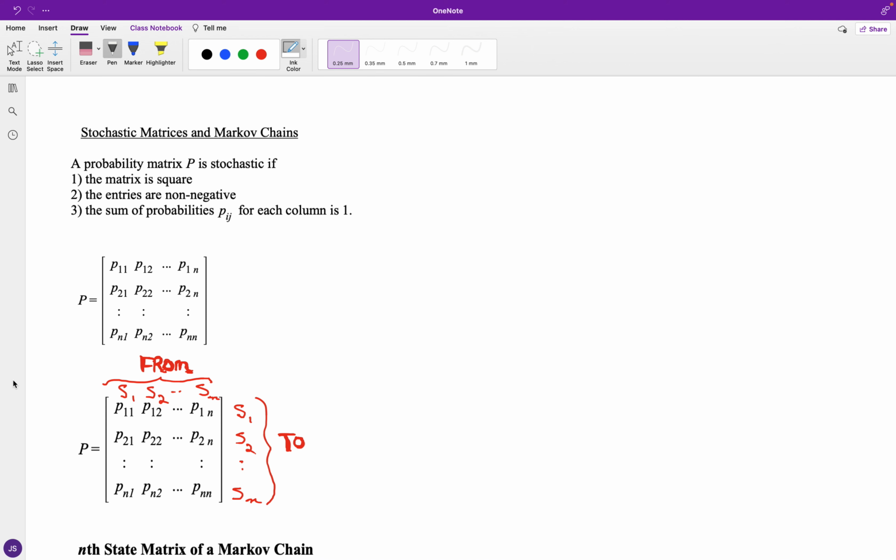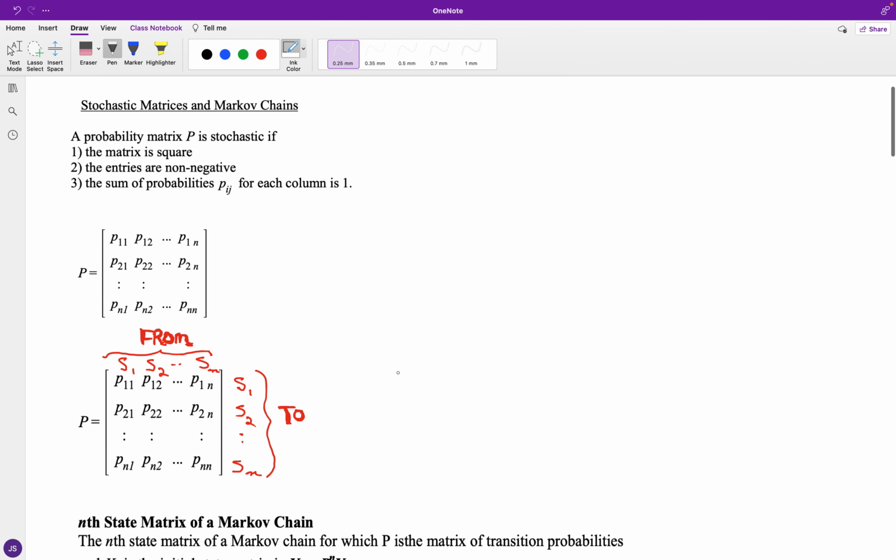Okay, continuing on with stochastic matrices and crossing over to Markov chains. Again, a matrix is stochastic if it is square, all the entries inside are non-negative, and the sum of the probabilities for each column ends up at 1. And crossing over to where we have working with Markov chains.